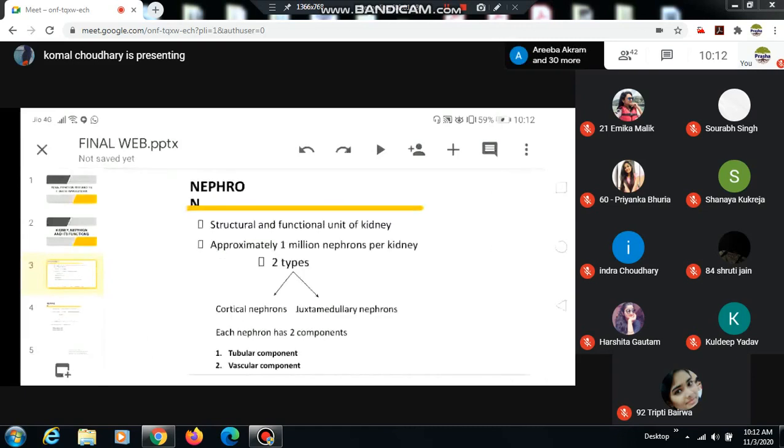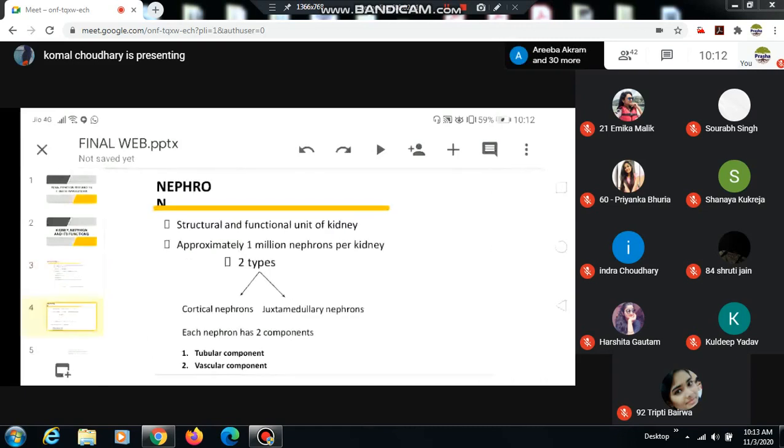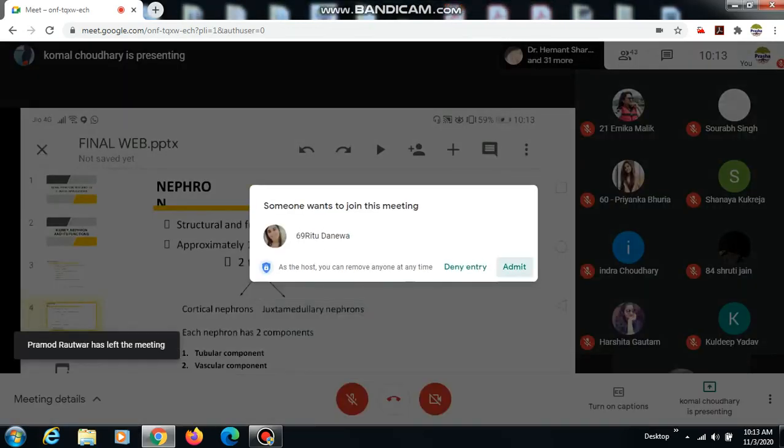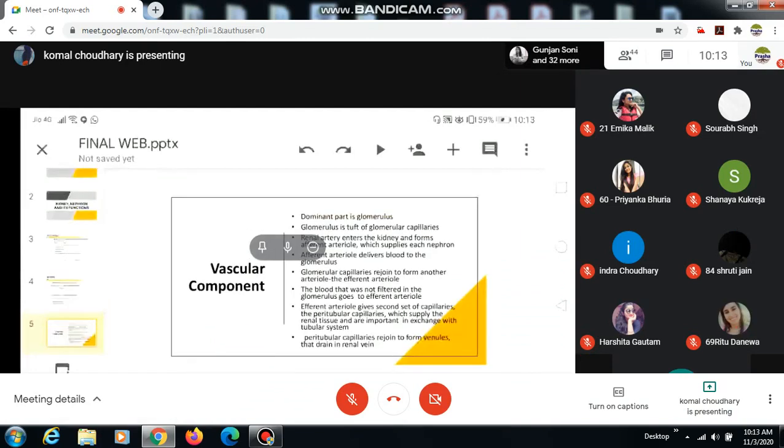Nephron. The nephron is the structural and functional unit of our kidney. Approximately 1 million nephrons are present per kidney. Nephrons are of two types, cortical nephrons and juxtamedullary nephrons. Nephrons have two components, the tubular component and the vascular component. In the vascular component, the dominant part is the glomerulus.